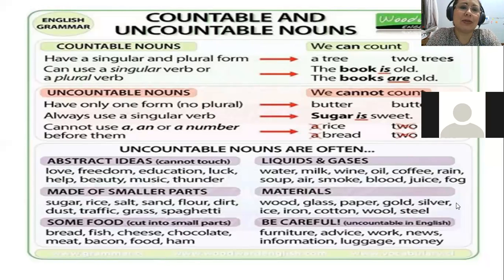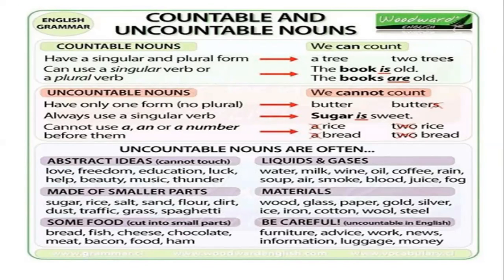Okay, what's a countable noun? A countable noun has a singular and plural form. For example, we have something that we can count, like a tree: a tree, two trees. We can use a singular verb or a plural verb. For example, the book is old, the books are old. When it's singular, I say is, but when there is more than one, I say are.